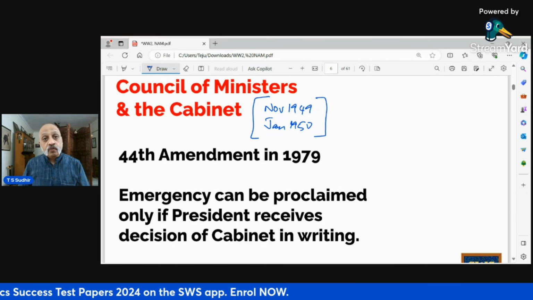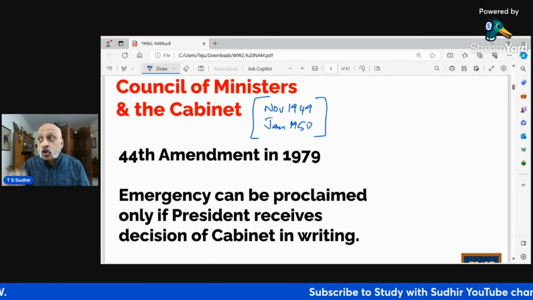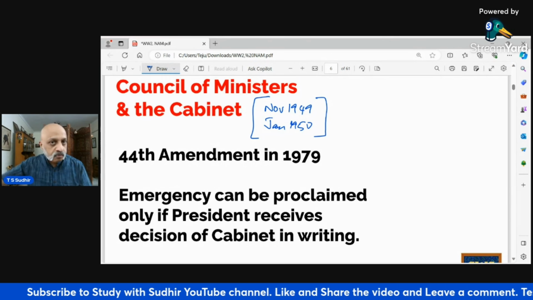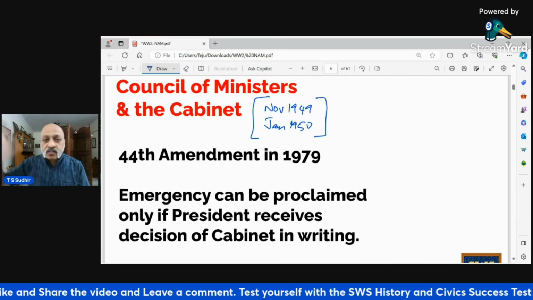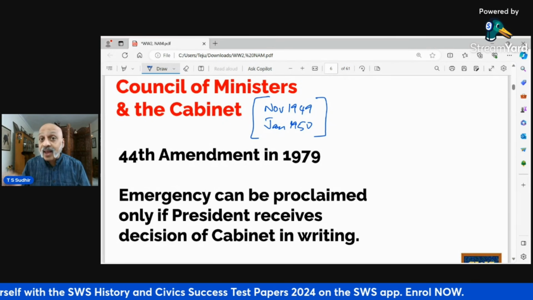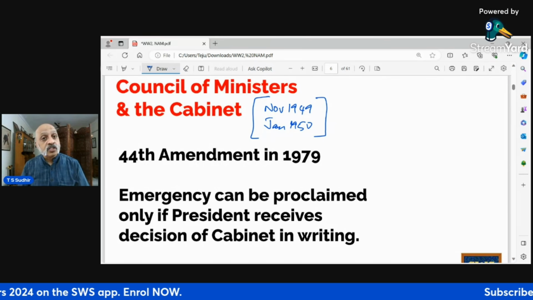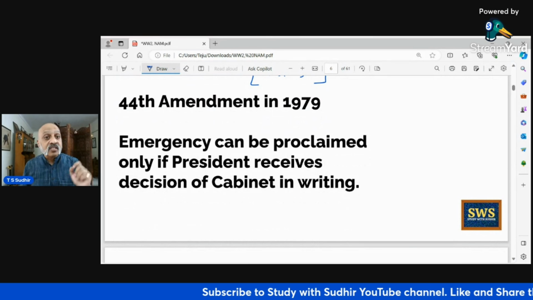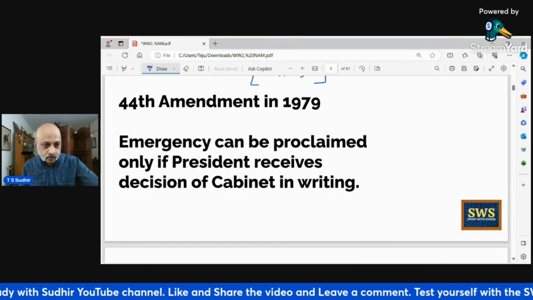In 1975, when national emergency was imposed by Indira Gandhi, who was Prime Minister, the cabinet did not take the decision. The cabinet did not meet to recommend emergency imposition in India. Indira Gandhi and a few others sent the letter to Fakhruddin Ali Ahmed, who was the president of India at that time, and he signed. In fact, there are some very famous cartoons of that time. So after that it was decided that unless the cabinet gives it in writing that emergency has to be imposed, the president cannot impose emergency in any part of the country. So emergency can be proclaimed only if the president receives the decision of the cabinet in writing. That's important. Please remember this.